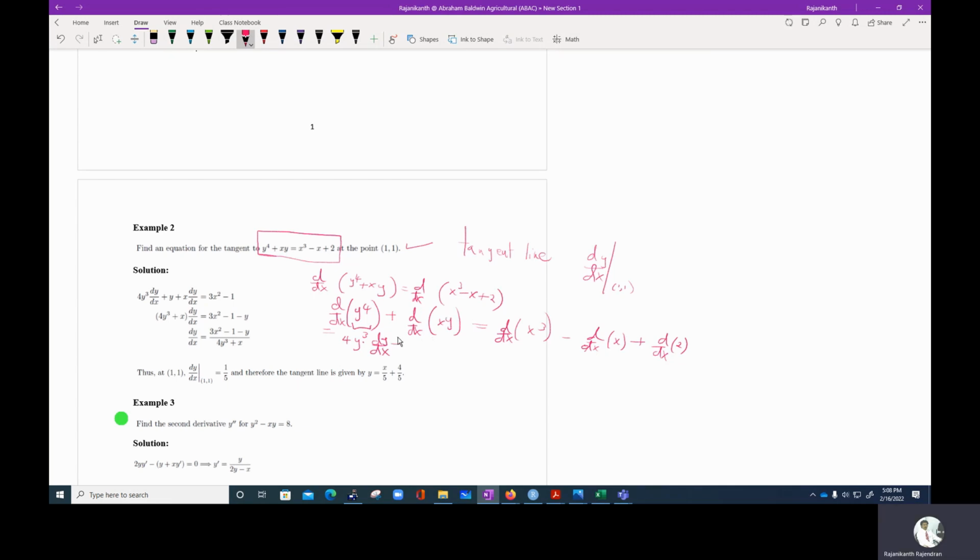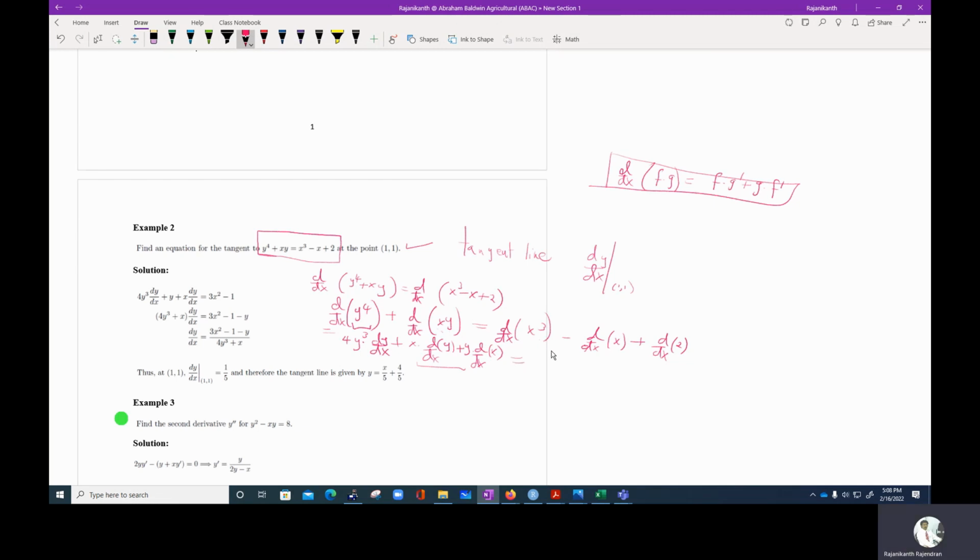Here you have to use the product rule because you see two functions multiplying with each other. So remember the product rule. What is that? d over dx of f times g is f times g prime plus g times f prime, right? I'm using this formula for the derivative of the product function. So that's going to be x times d over dx of y plus y times d over dx of x, right?